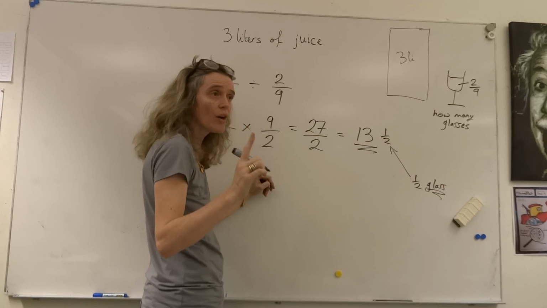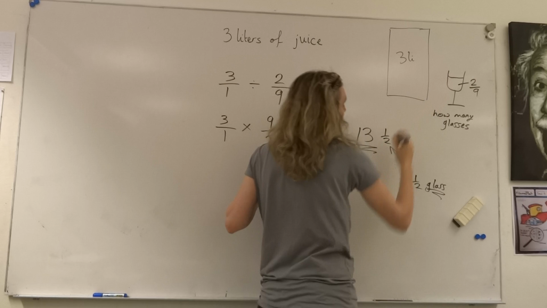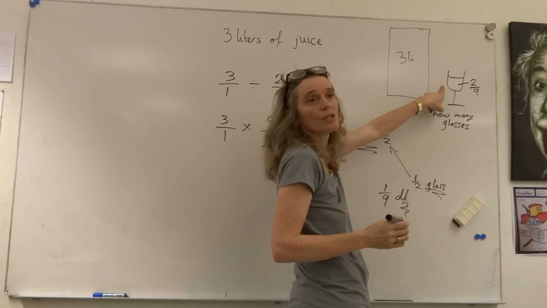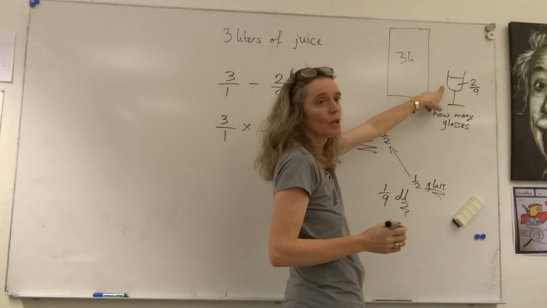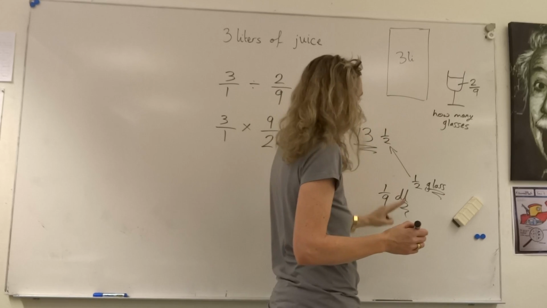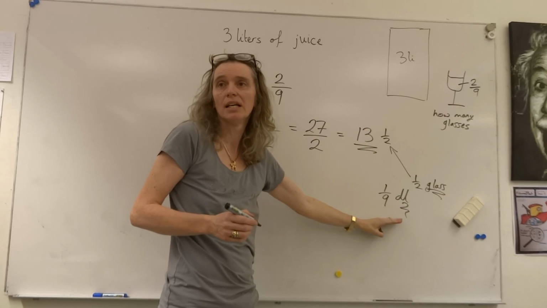Or, that half a glass, how much would there be in half a glass? 1/9 of a litre, because a whole glass is 2/9 of a litre. So what we would get is 13 whole glasses at 2/9 and 1/9 of a litre left over.